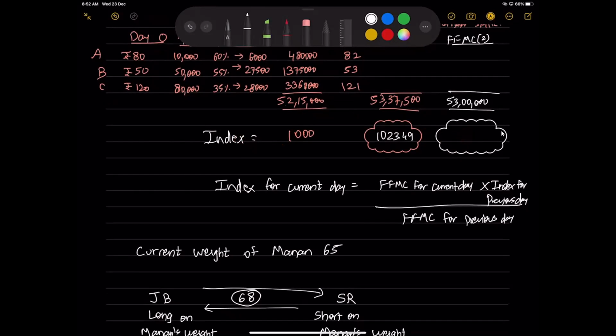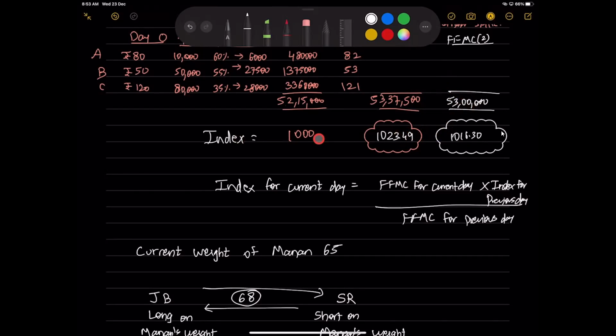कितना था? 10. You want the actual index? So second day के prices कहाँ हैं? प्राइसेस छोड़ ना, मैं तेरे को ये दे दिया ना, फ्री फ्लोट मार्केट कैप डायरेक्ट दिया ना तेरे को. Sir, 1016.30. 1016.30. Okay.